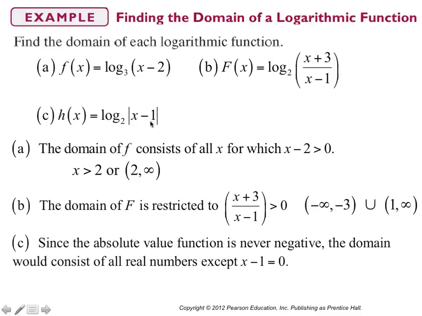And then for this one, we have absolute value of x minus 1. Now, we know that the absolute value of x minus 1 is never going to be negative because an absolute value always makes it positive. But we know that x minus 1 cannot equal 0, because if we have absolute value of 0, then that's still just 0, which causes a problem. So we get all numbers except x equals 1. In interval notation, that would be from negative infinity to 1, union 1 to infinity.